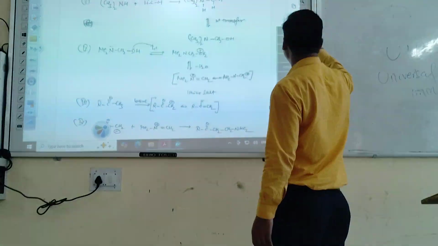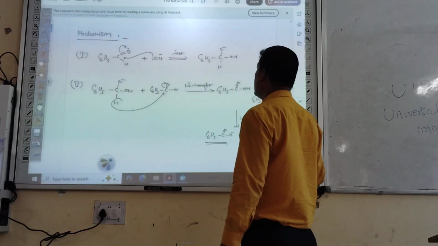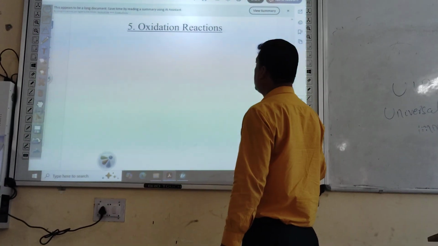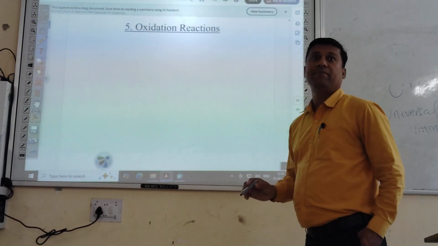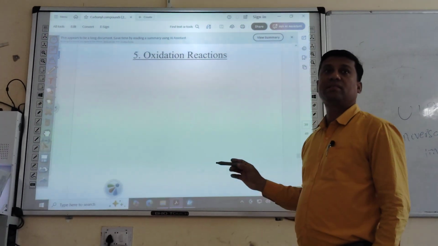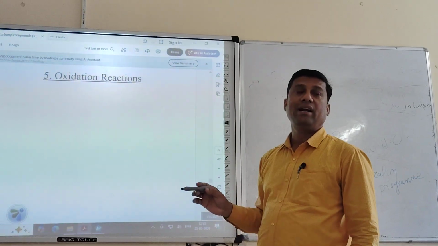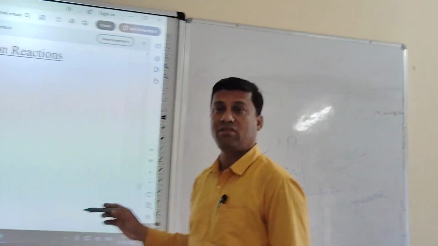These are the mechanisms: transfer reaction, Cannizzaro reaction. Then oxidation reaction, number 5, that is known as oxidation reaction. Oxidation means addition of oxygen, removal of hydrogen, and loss of electron. This is known as oxidation.